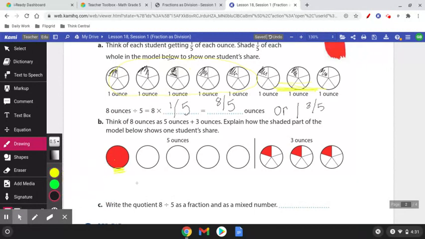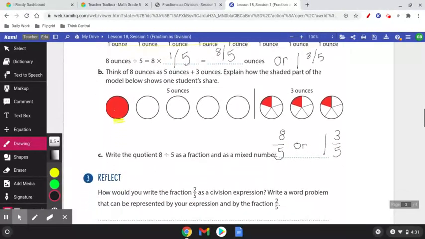Okay, down at the bottom it says write the quotient 8 divided by 5 as a fraction and a mixed number, which we did right up there. So 8 divided by 5 is the same as 8/5 or 1 whole and 3/5.